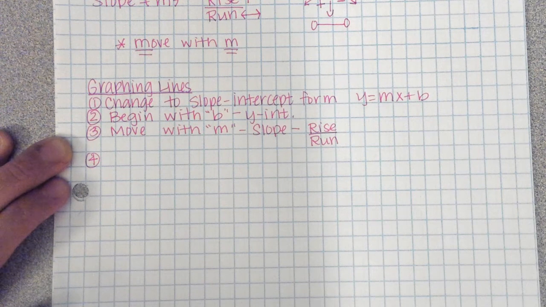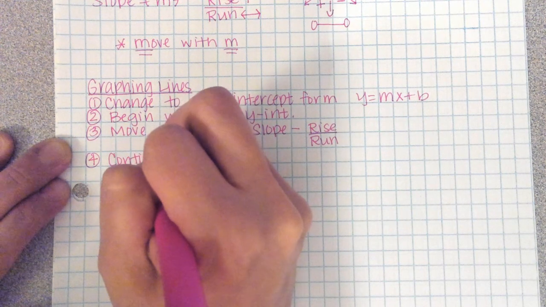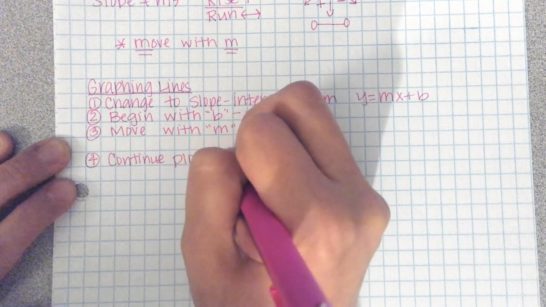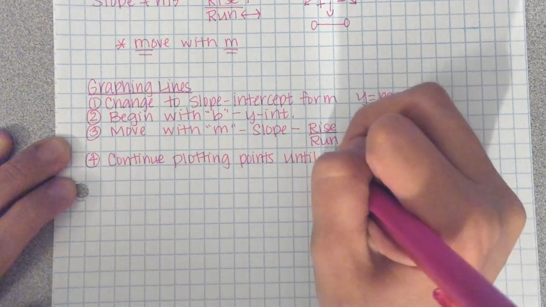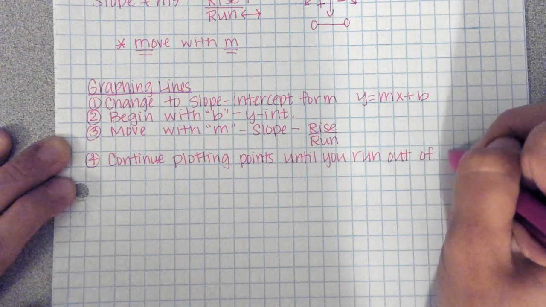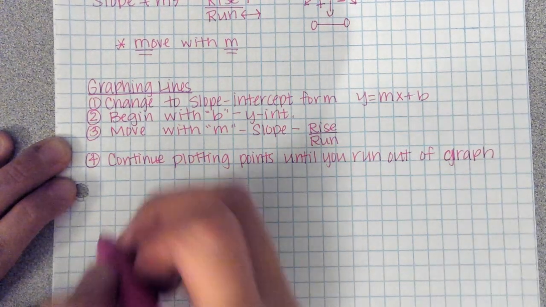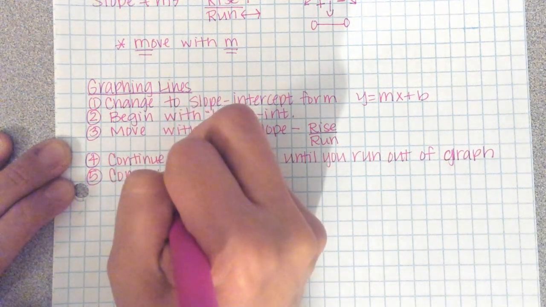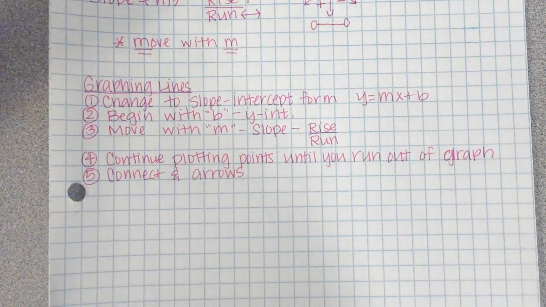Step 4, continue plotting points until you run out of graph. And finally, step 5, connect. Connect and arrows. Because if our graph were bigger, we would continue going on forever and ever.